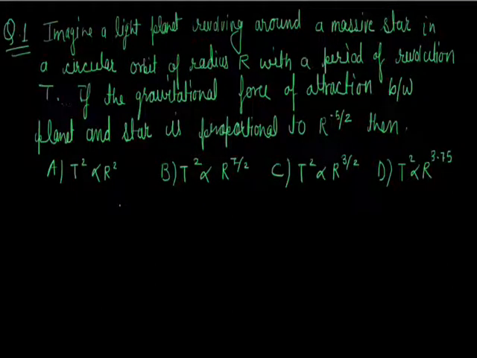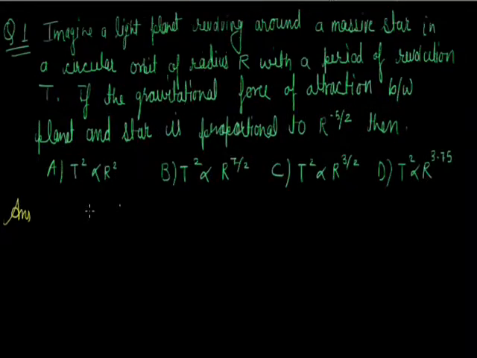So first, it is given in the question that a planet is revolving around a star and the radius of its path is r and its period of revolution is capital T. And it is given that the gravitational force of attraction between planet and a star is proportional to r raised to power minus 5 by 2. So if it is moving in a circular orbit, then there will be a centripetal force, which will be provided by the gravitational force of attraction between planet and the star.